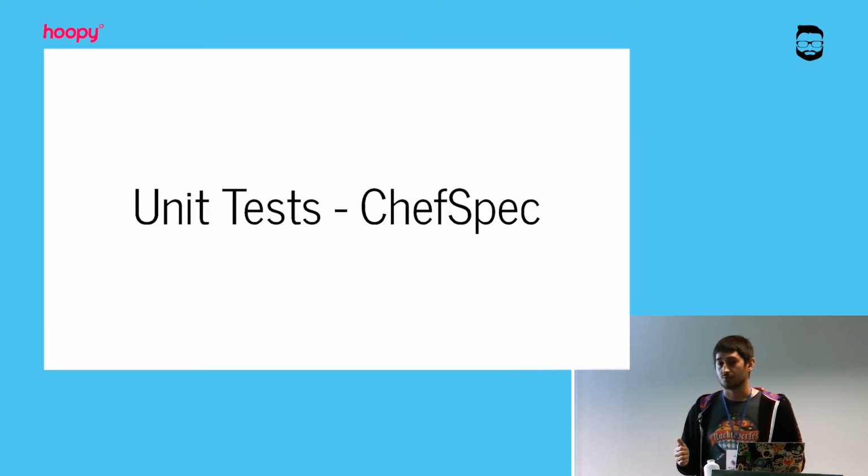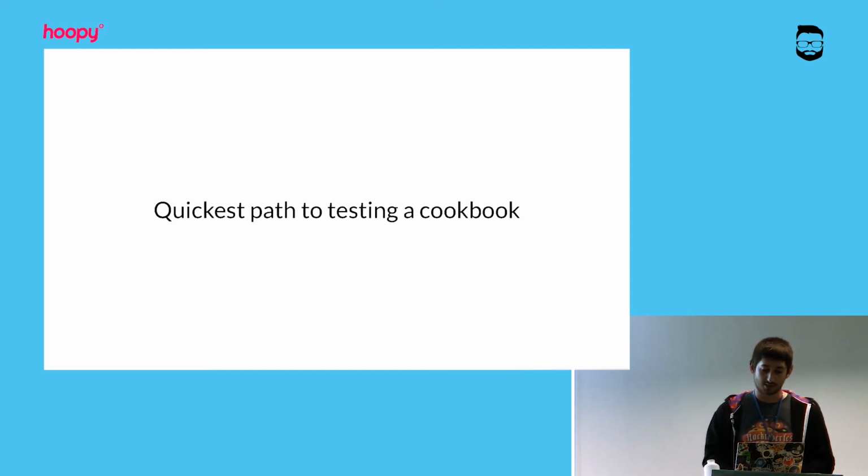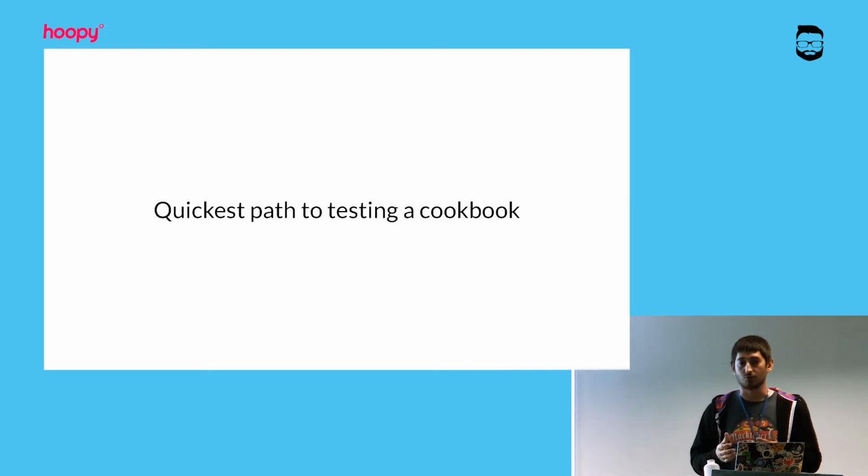So as mentioned, there's also ChefSpec. So it's an extension of RSpec. So it's the quickest path to actually testing your cookbook. So for instance, if you're just installing some software, so you're installing a couple of packages, if you do that with an actual converge, you have to first have an instance already up. So say you've got a virtual machine, which takes, say, half a minute to spin up.